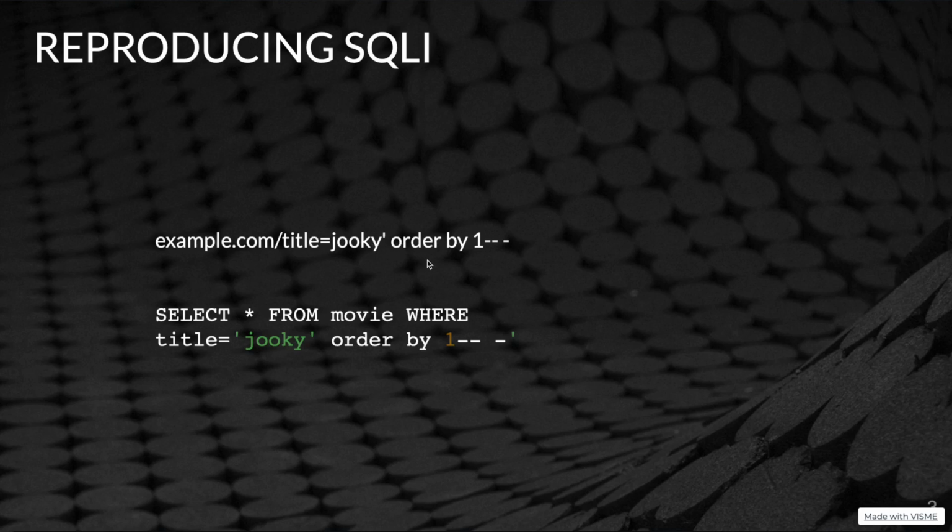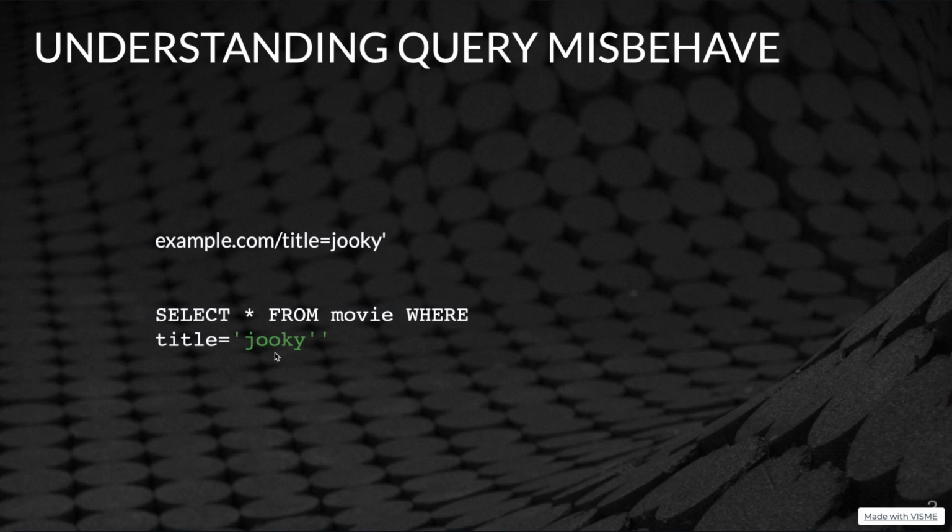I will order the database by column 1, and I will tell the database to ignore everything after 1. So the query will look like: select all from movie where title equal to Jockey. Now you can see here we have three single quotes.